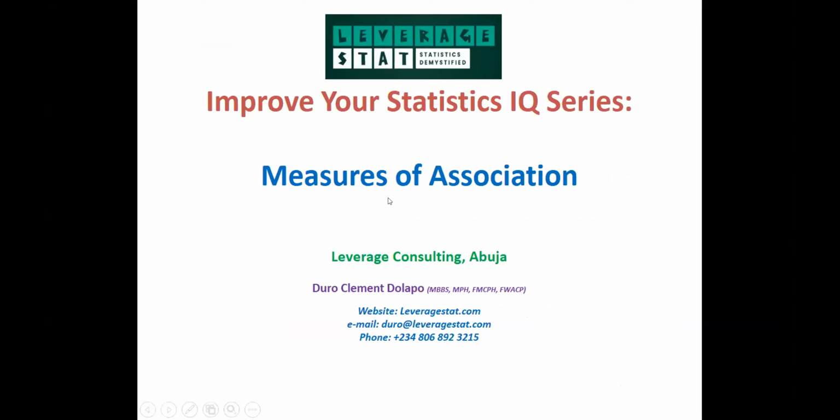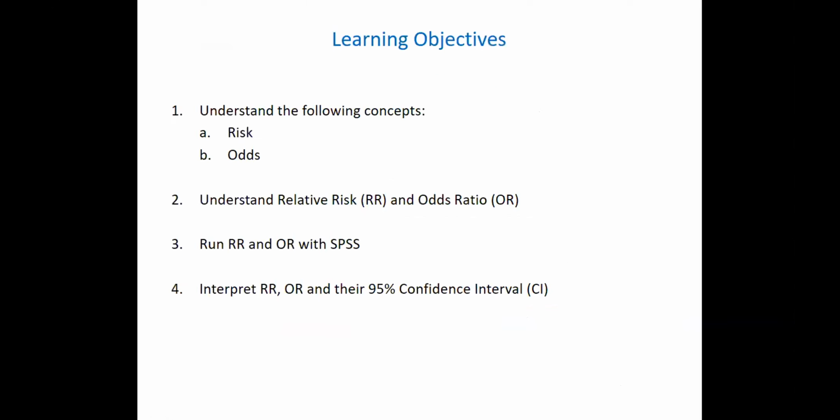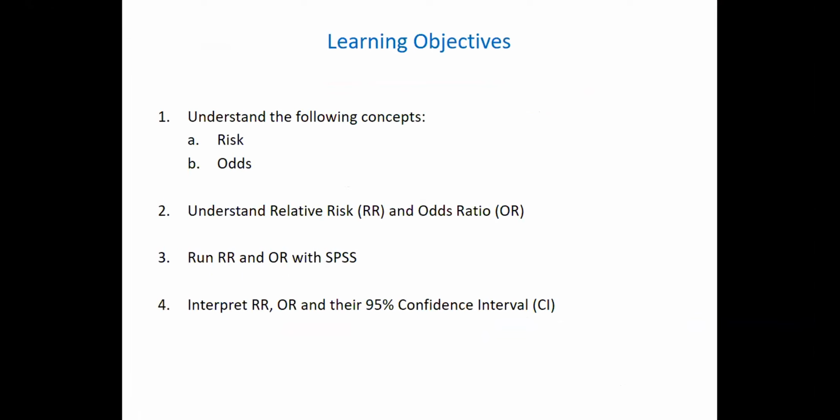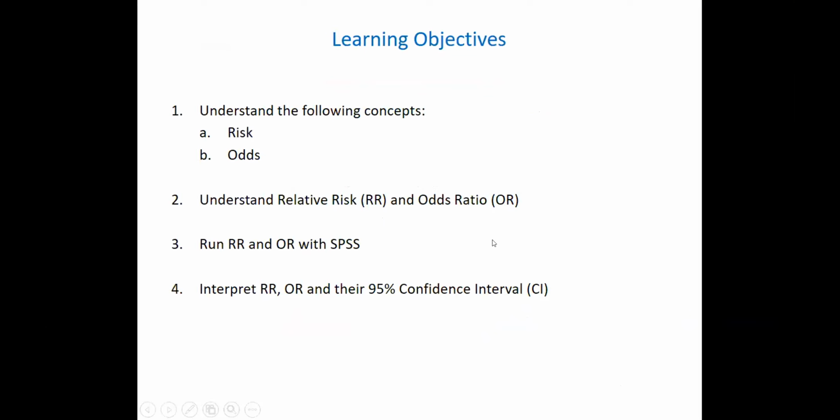So let's quickly look at measures of association. Under this, we'll be looking at understanding the following concepts: risk. What does risk mean? Because you'll be hearing relative risk. You will be hearing odds ratio. What is the meaning of odds, before you know the ratio? Odds ratio is the same thing as relative odds. Relative risk is the same thing as risk ratio. We first want to understand the meaning of risk.